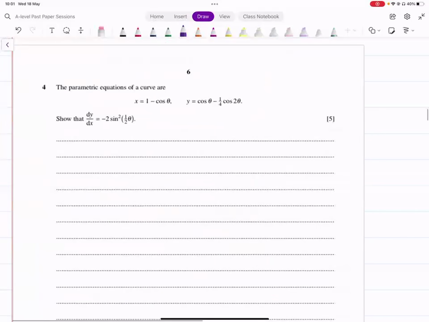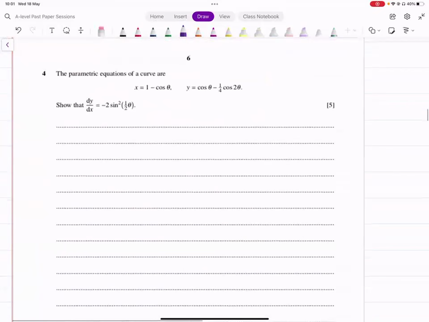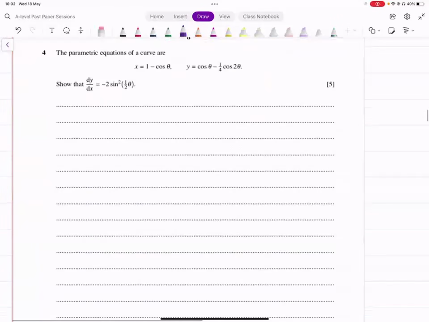Okay, so now we've got differentiation, it seems. Yeah. So the parametric equations of a curve are given like this. We've got two equations. We have to find dy over dx, and you have to prove that dy over dx equals this thing. Okay, सबसे पहले तो dy over dx find कर लेते हैं, उसके बाद हम prove करेंगे कि उसके equal है. How do you find dy over dx in parametric equations? सबसे पहले आप dx over dt find कर लें.